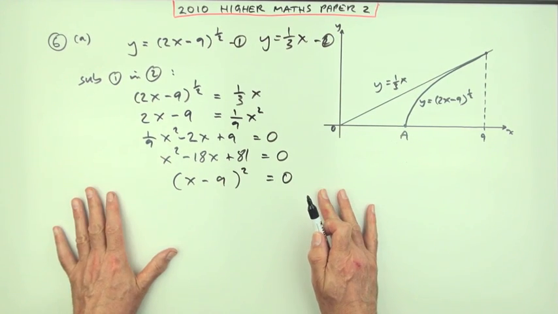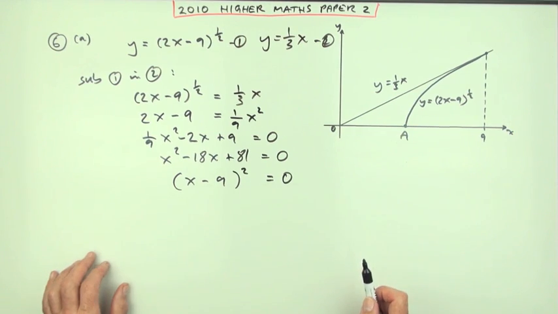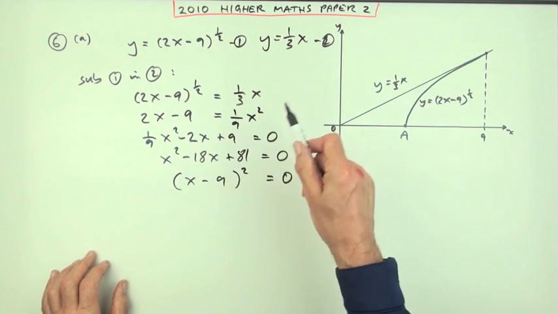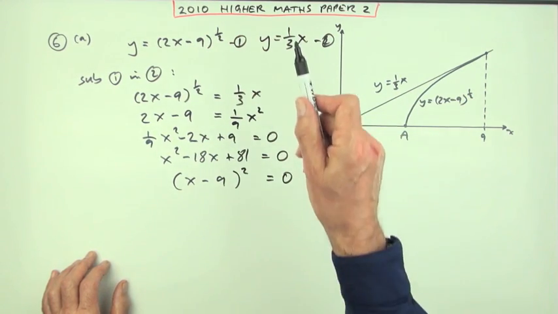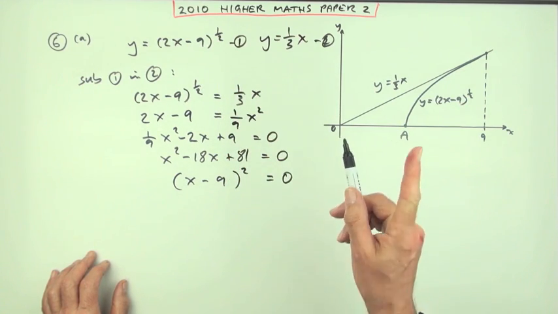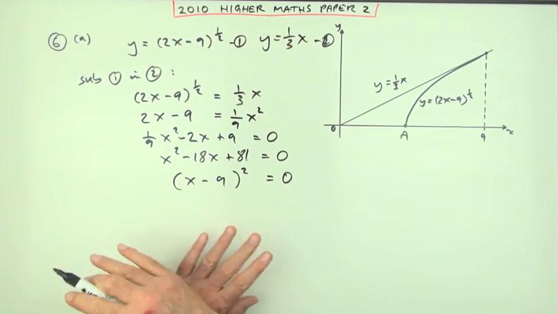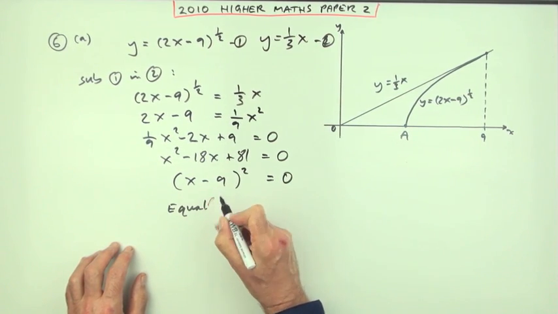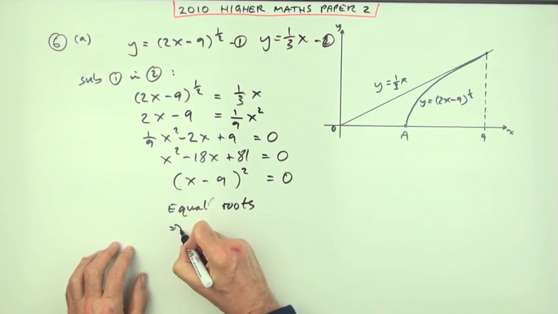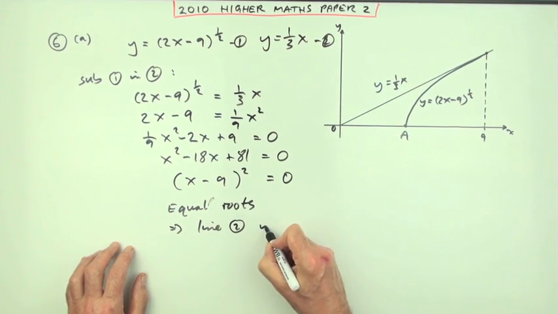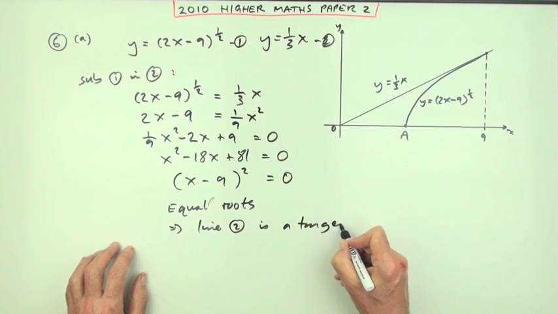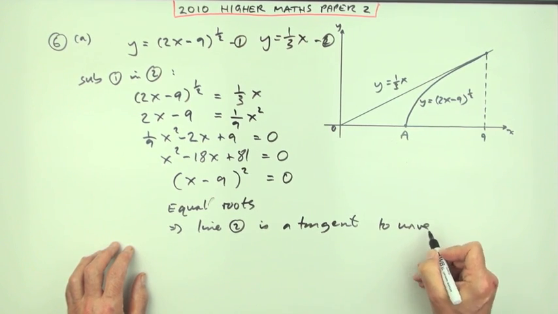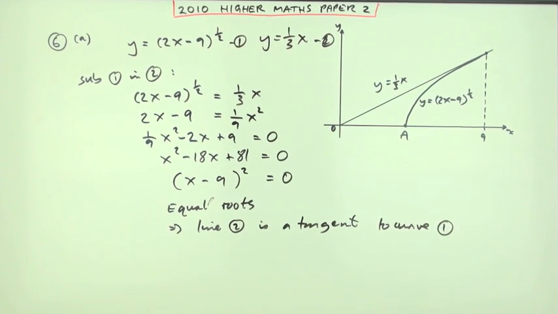Now, as far as this part's concerned, I don't need to go any further. All I want to do is verify that that line is a tangent. I don't need to verify the point of tangency. I just need to verify it's a tangent by showing it only hits it once. And here we are. So at this point I can stop and say from here I've got equal roots, which means line 2 is a tangent. I think it's enough just to say line is a tangent, but I'll say it is a tangent to curve 1.